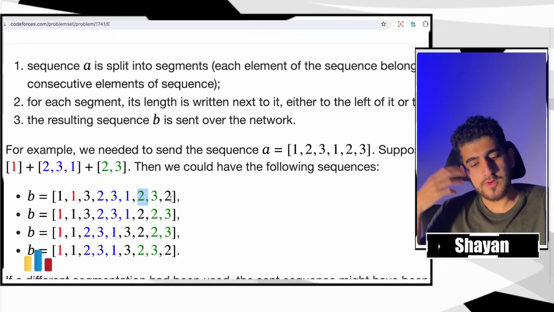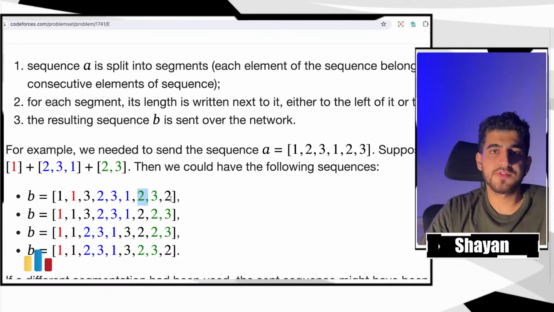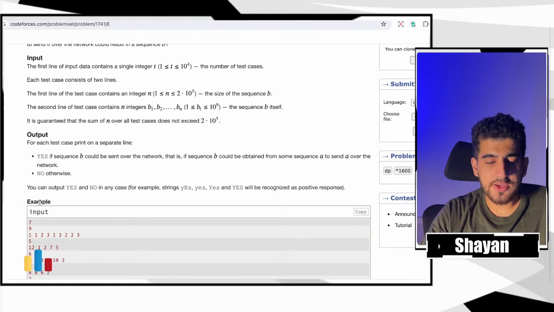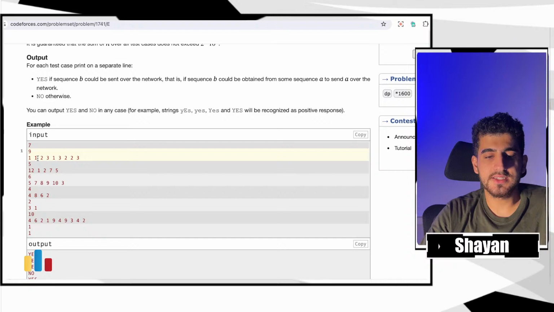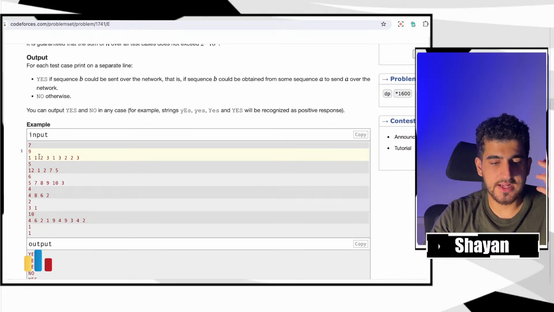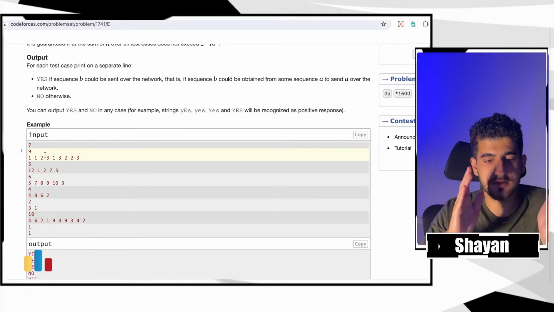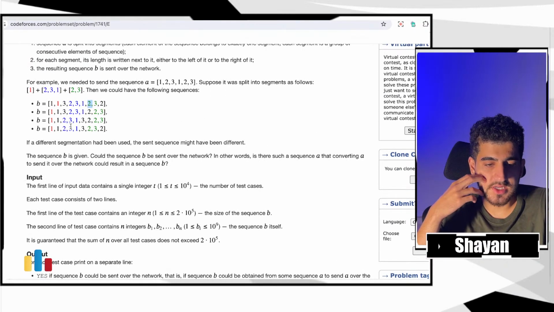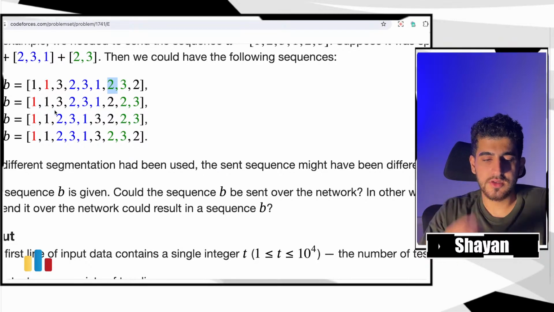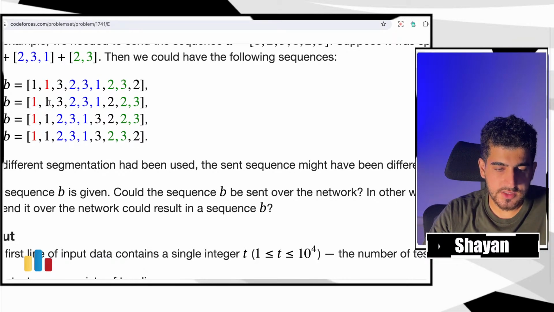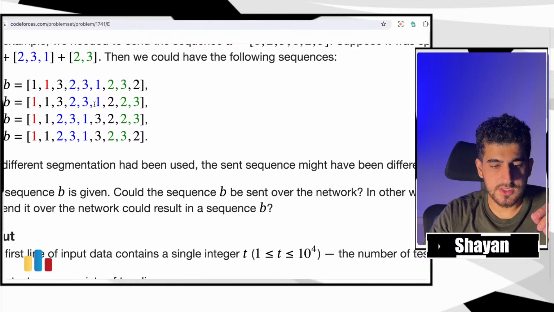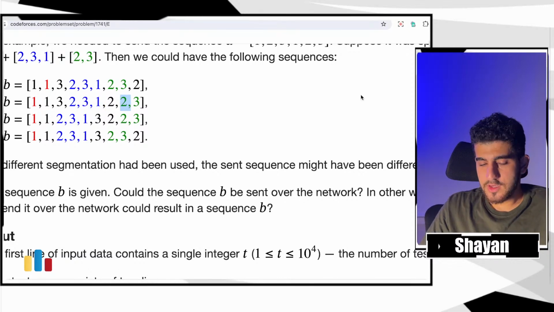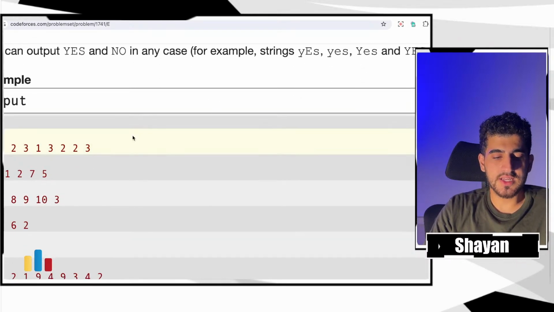So you will write the size of each segment either to the left of it or to the right of it, and you are given this sequence B. You need to say whether it is valid or not. Is there a way to interpret it as some segments such that their sizes are written either to the left of them or to the right of them? For example, here the first one's size is written to the right of it, this block's size is written to the left of it, and this one's is to the left of it. So you are given an array B, you need to say if it is valid or not.